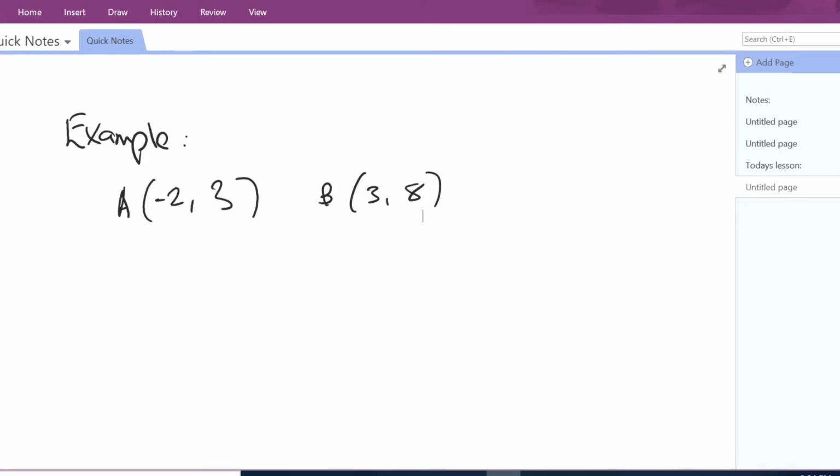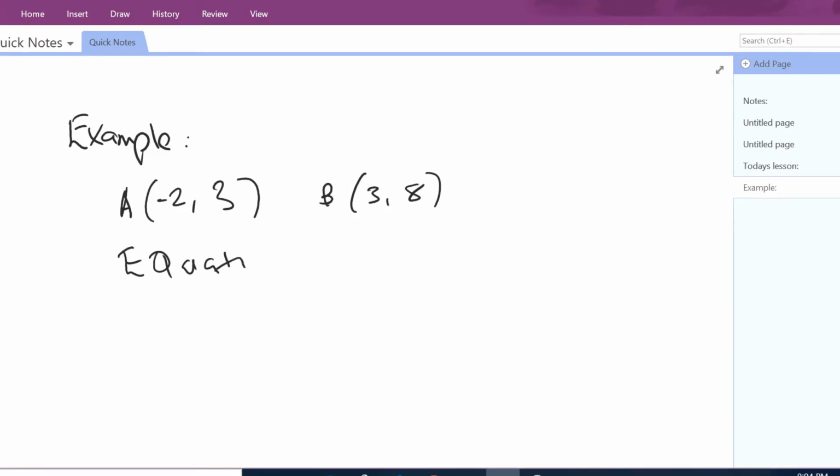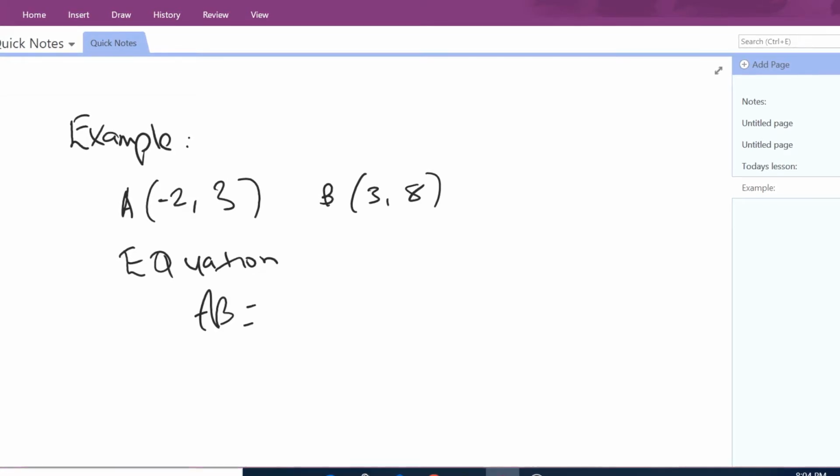Let us start with an example of 2 points, where point A has coordinates -2 and 3, and point B with coordinates 3 and 8. In order to find the equation of the line AB, what you have to do is first find the slope.